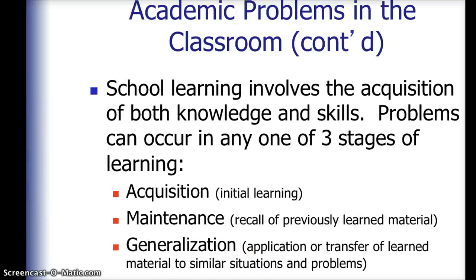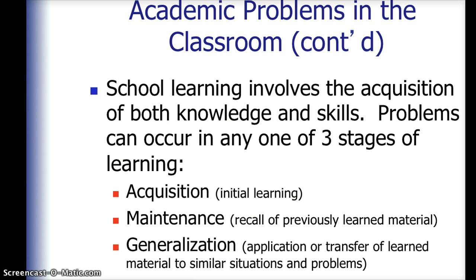All right, so I want to just stop here for a moment and look at these three stages of learning: acquisition, maintenance, and generalization. Acquisition is the initial learning, acquiring the understanding and knowledge or ability to do a task. Maintenance is being able to recall something and being able to say it or do it. Generalization is the applicability or transfer to similar situations and problems. And this can be a breakdown in lots of different places.